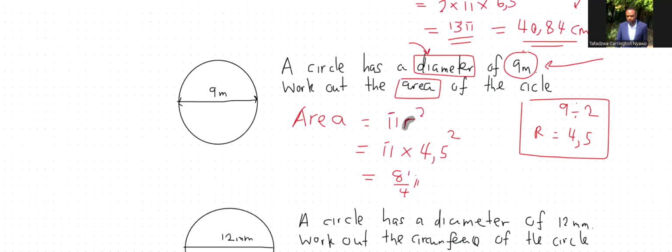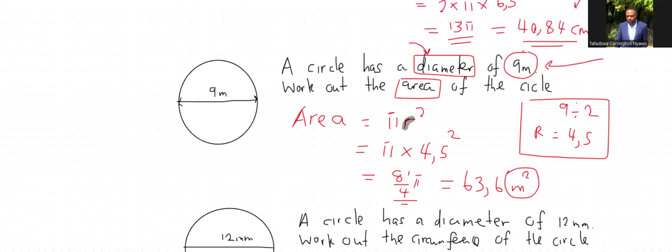Okay. So if the questioner wants me to leave my answer in terms of pi, I'll just leave it like this. But in this case, we are going to leave our answer correct to 1 decimal place. So the answer there is going to be 63.6 meter squared.